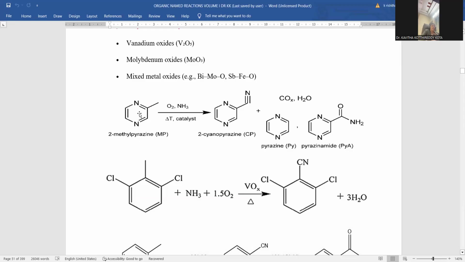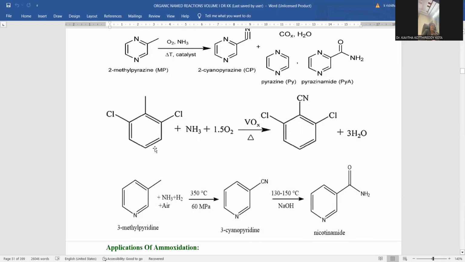Oxygen and ammonia, if treated upon this molecule, there is a formation of nitrile at position number 2. This is the way a kind of product will be originated, or else the entire decarboxylation giving rise to simple pyrazine, and another byproduct formed over here, that is C double bond O NH2. This entire nitrile is transformed by further hydration into amide functionality, which is called pyrazinamide. So this is the way a mixture of products you can obtain by means of this ammoxidation process of the methyl pyrazine starting material.